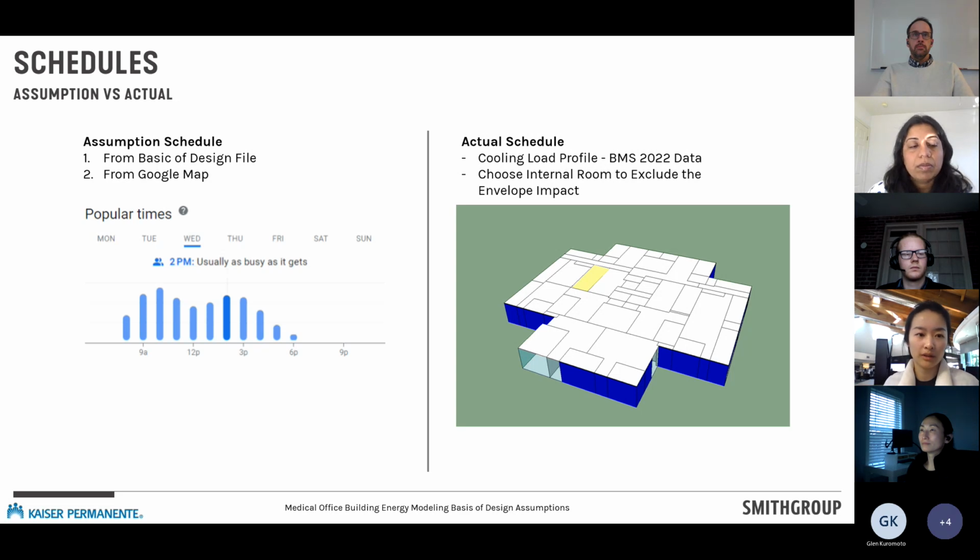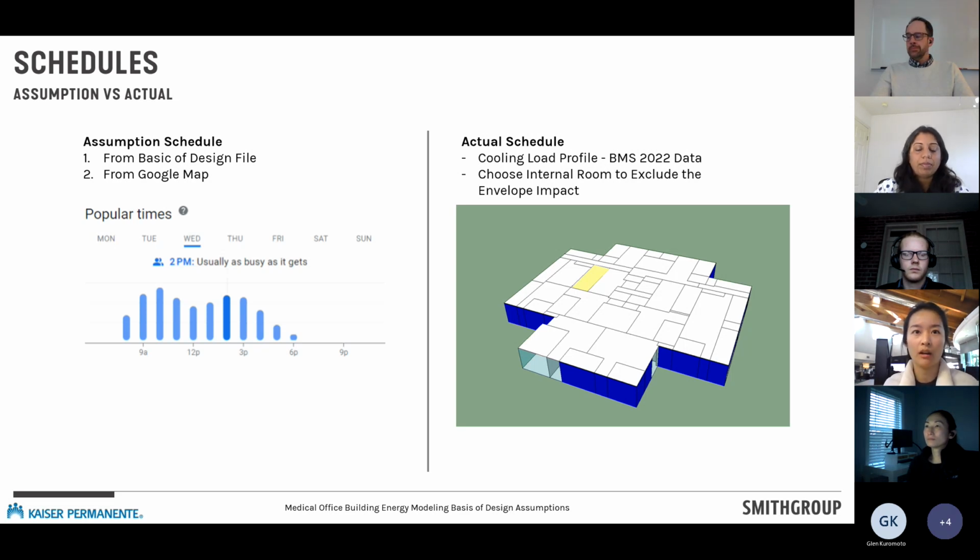The schedule assumption in the BOD file is based on a very typical medical office building, but we all know every building might perform a little bit differently. So to make sure the schedules we used are as close to the building's actual operating conditions as possible, we collect assumptions from different resources. First, based off the design file, and then we also use Google Maps. And then we use these two charts to compare against our actual data.